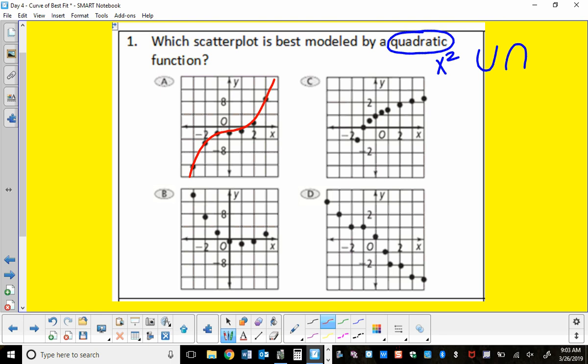No. C is also not quadratic. B kind of looks like it. And then there's D. Which one of these would be quadratic? B. B would be the best answer.